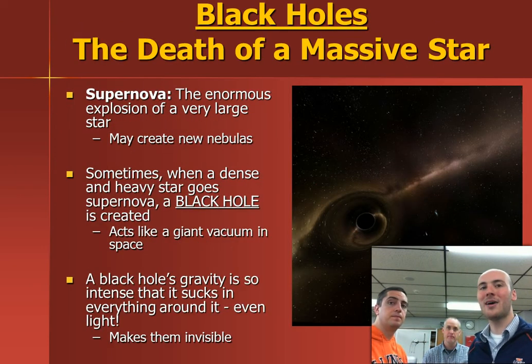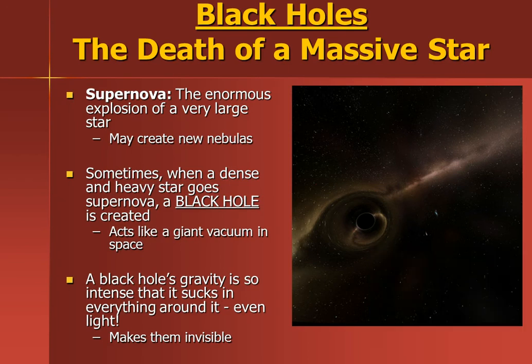Now, if you have a red giant that collapses on itself, a red supergiant, excuse me, that collapses on itself, we call this a supernova, an explosion of a very large star. It could create new nebulas, but also all that matter when it condenses makes such a heavy, dense area. It's called a black hole because it is so dense, it has such strong gravity that it sucks in light. Light can't get out of it because it has such strong gravity. So photons are actually pulled into it. It's even more dense than a white dwarf.